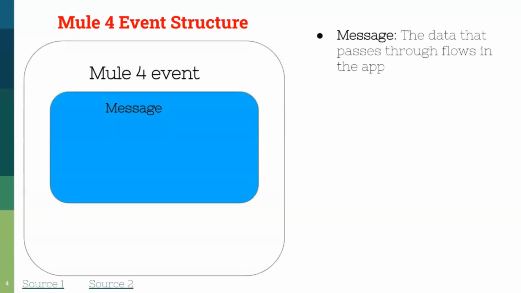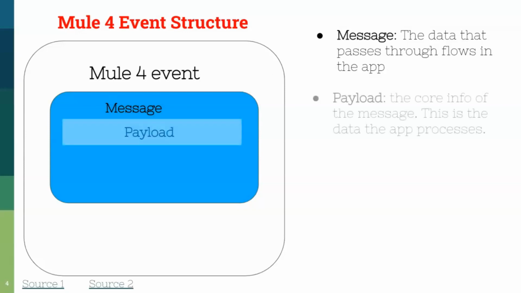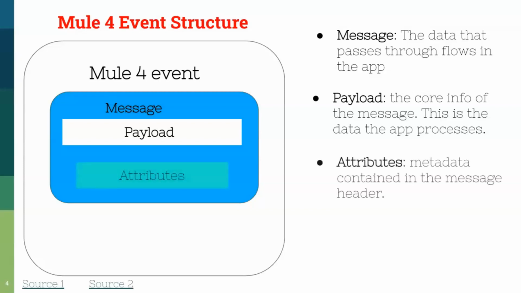So in the Mule 4 event structure, one component is the message. The message is the data that passes through flows in the app. And the message itself has a payload. This is the core information, the core data. This is the data that the app processes. And this payload has attributes. Information about the payload is called attributes. So attributes is metadata, or data about the data. It is contained in the message header.